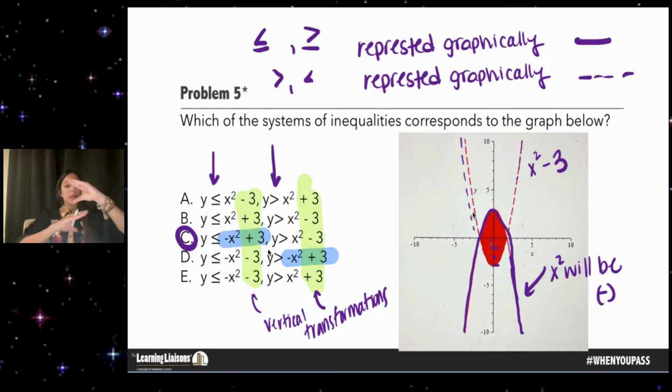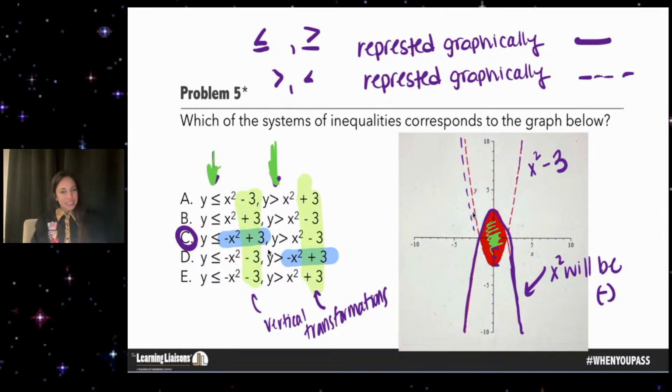Now, what if my symbols were facing all different ways? How do I know that this is the graph for me? Well, at that point, you can pick the point 0, 0, plug it into both of the equations that you have. And if it works, then you've picked the correct one because it's shaded on top of that 0.